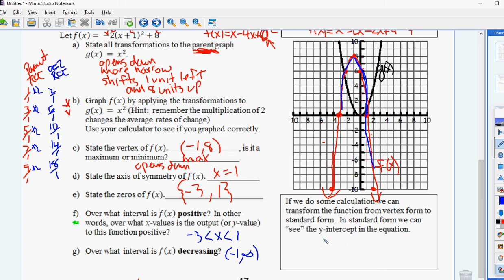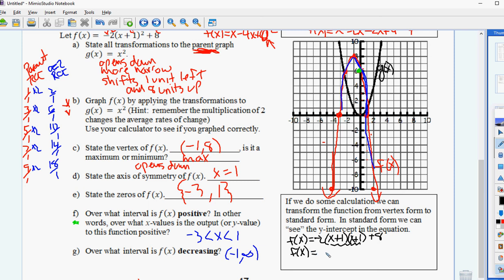And again, we can do some calculations to change it into standard form if we wanted to. And then we would see that the y-intercept is at 6, right? That's where it's crossing right now. So I guess let's do it. We have f of x equals negative 2 times x plus 1 times x plus 1 plus 8. If we do the distributive property here, I like multiplying my binomial times binomial before I worry about that negative 2. That's just my preference.